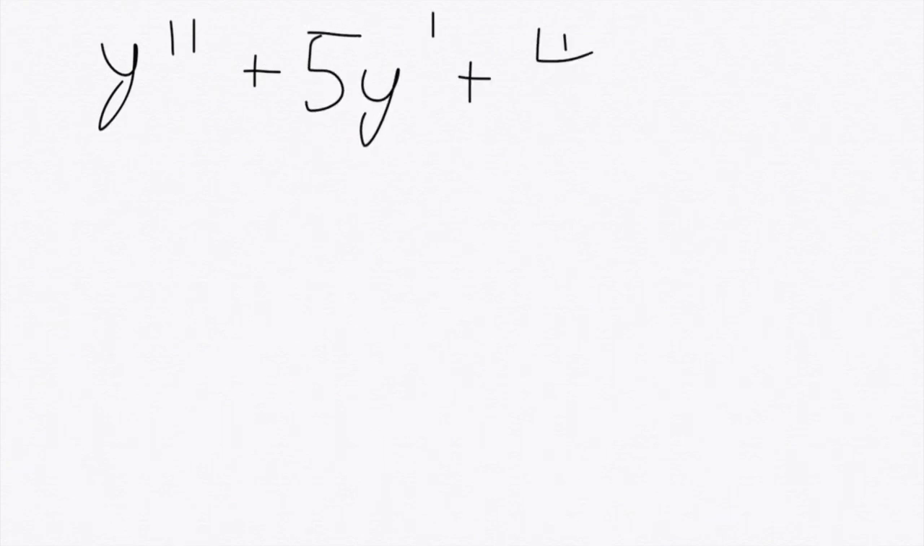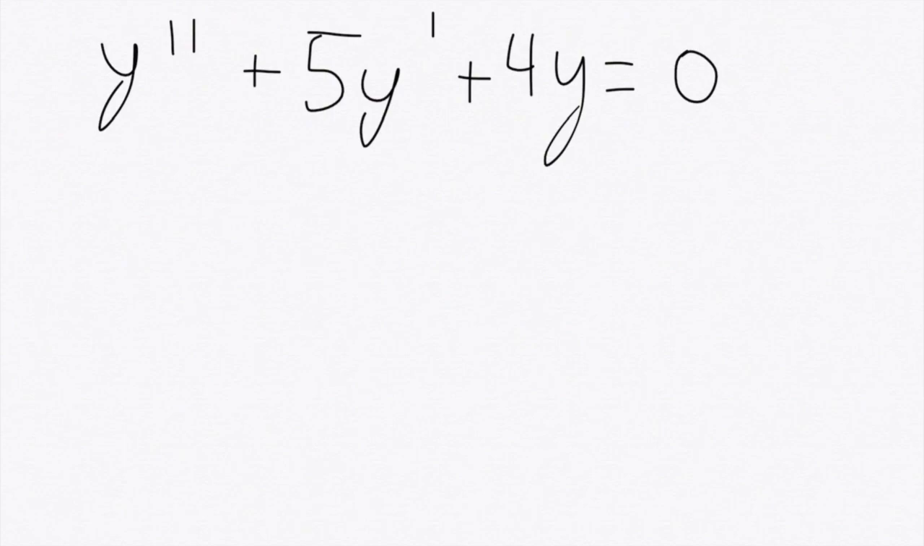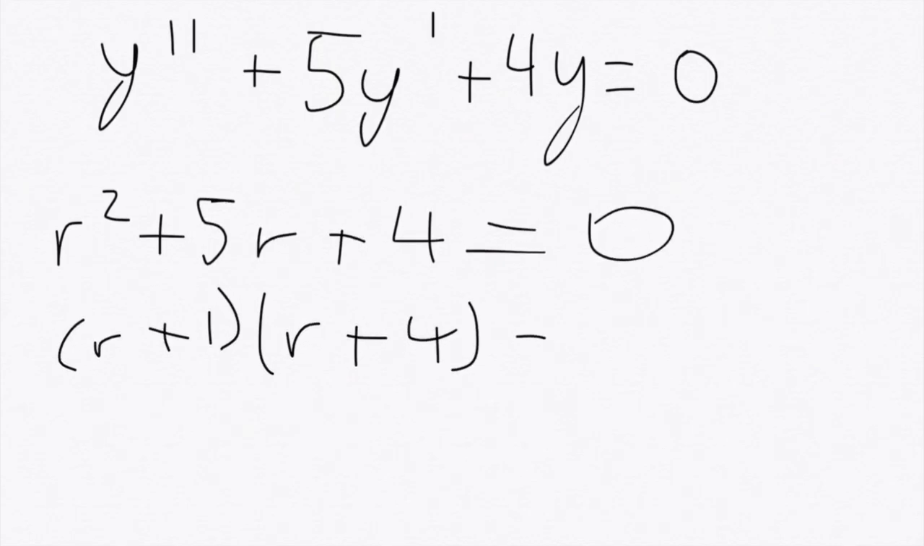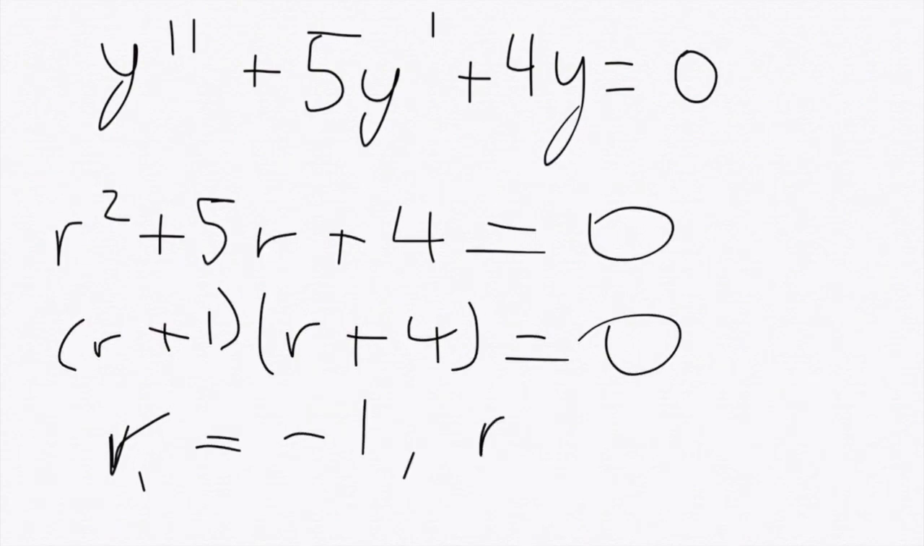Our practice problem is going to be y double prime plus 5y prime plus 4y equals 0. How will we do this? We start with the characteristic equation, r squared plus 5r plus 4 equals 0. We're now going to solve this for r1 and r2. We get r plus 1, r plus 4 equals 0, so r1 equals negative 1, and r2 equals negative 4.